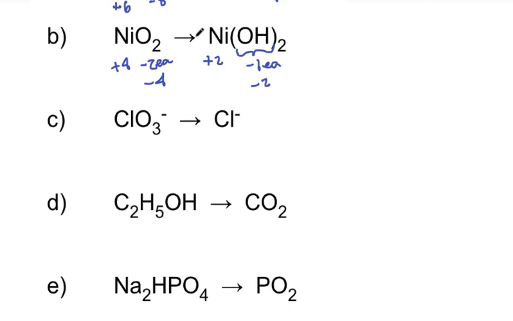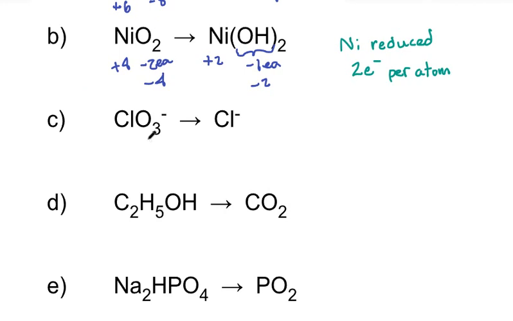So, what happened to nickel? Its oxidation state was 4. It came down to 2. 4 to 2 is down, so nickel was reduced. And how much was it reduced by? From 4 down to 2 is 2 electrons per atom. Reduction is a gain, so each of these nickel atoms was gaining 2 electrons. That's our ratio.